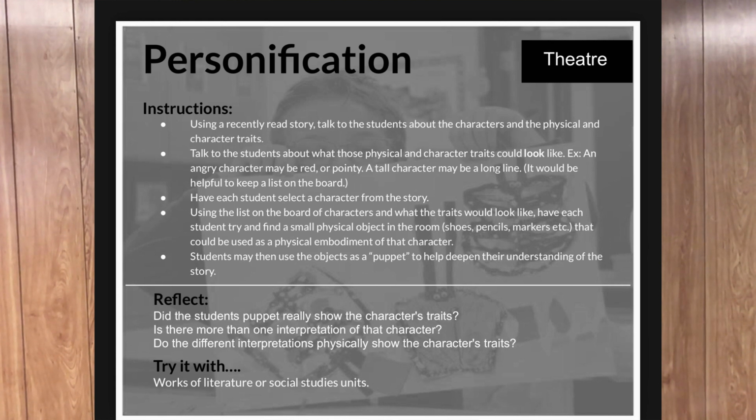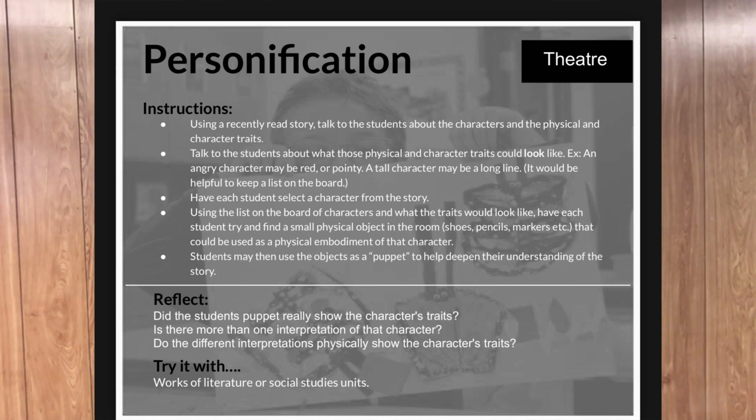Have each student select a character from the story or assign a character to each student. Using the list on the board of characters and what the traits would look like, have each student try and find a small object in the room. This could be shoes, pencils, markers, books, boxes, anything in the classroom that it's okay for them to move around that they could use to represent a certain character.